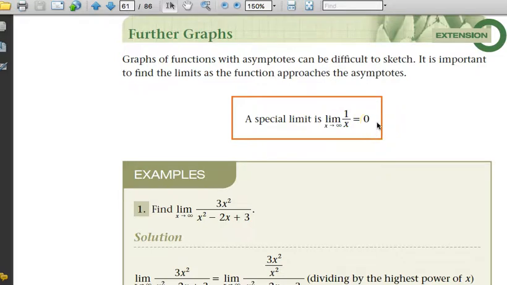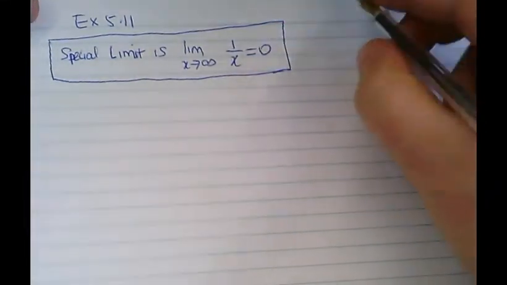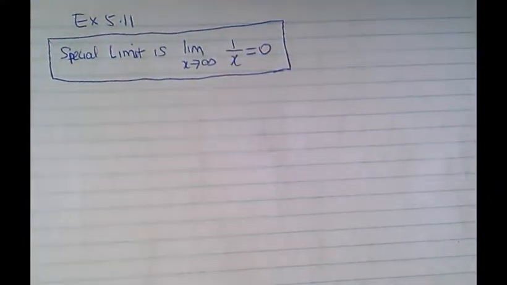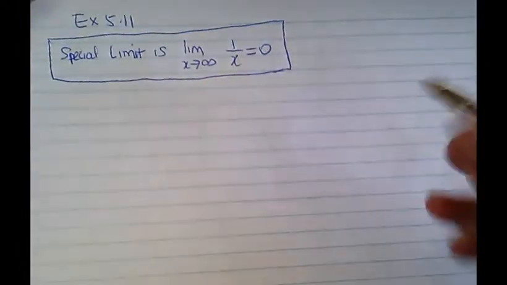We know that, because what's that graph of? Y equals 1 on x. Isn't that a hyperbola? So a special limit is the limit as x approaches infinity of 1 on x equals 0. You need to know this result. Notice in the last exercise we were doing the limit as x approaches 2, the limit as x approaches 0. This one's different. This is the limit of the function as x gets large.